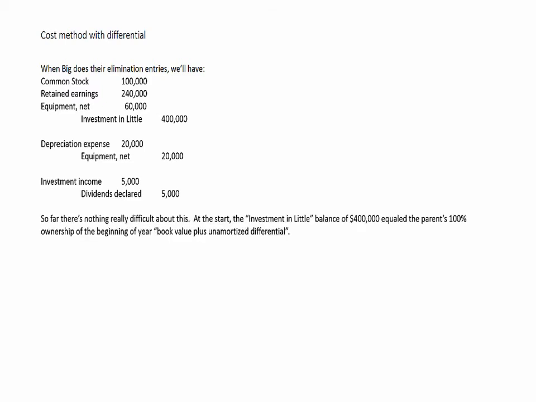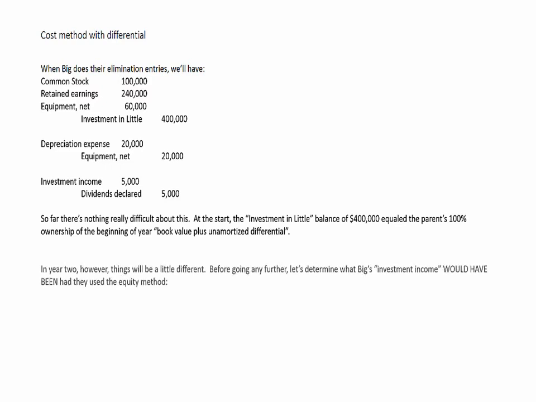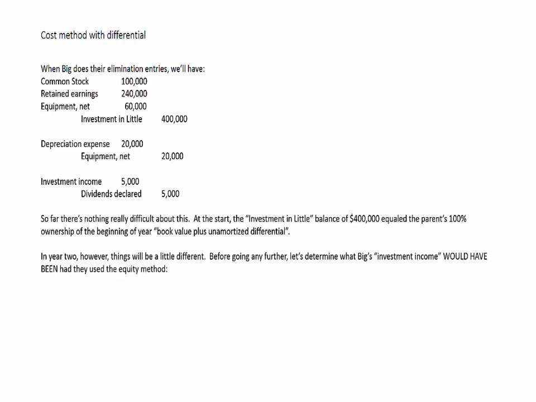So far, there's really nothing terribly difficult about this. At the start, the investment in Little balance of $400,000 equaled the parent's 100% ownership of beginning of year book value plus unamortized differential. In year 2, however, things are going to be a little bit different. So before going any further, let's determine what Big's investment income would have been had they used the equity method. In other words, what is the correct investment income given that the equity method is the correct way to account for the investment?